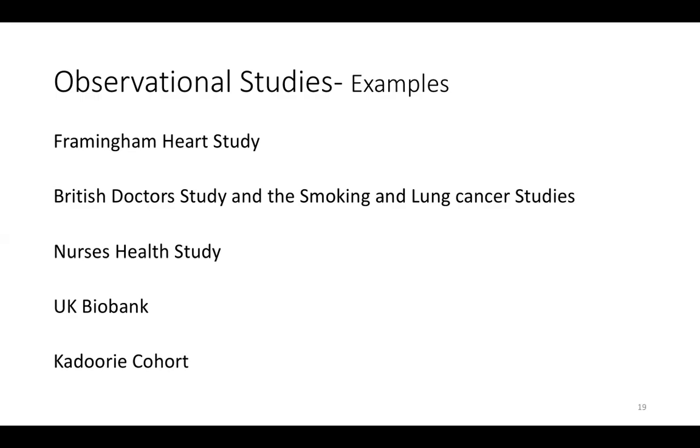Other observational studies are studies carried out among nurses, and more recently, observations have been carried out on hundreds of thousands of people through large cohorts such as the UK Biobank and Kadoorie cohort, which collect information about dozens of risk factors and then follow them up over years to see outcomes such as the development of heart disease or cancers or even death.